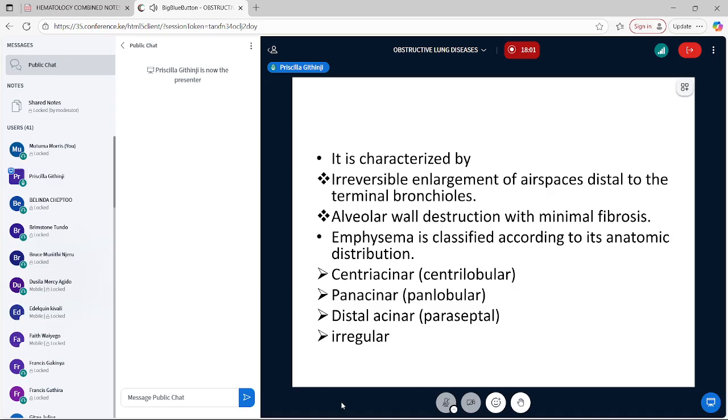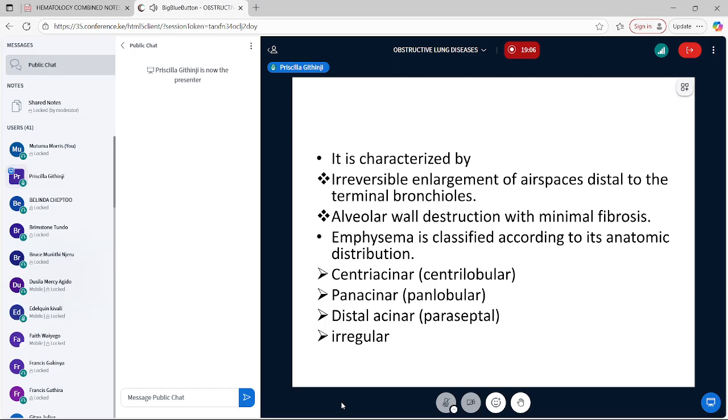We start with emphysema. And we said emphysema is diagnosed on the basis of morphology, how the lungs appear. So emphysema is usually characterized by two main things. One, you have irreversible enlargement of air spaces distal to the terminal bronchi and bronchioles. And we said that emphysema usually affects the acinus. So what is the airspace distal to the terminal bronchioles? It is the acinus, and you have irreversible enlargement. Then we have alveolar wall destruction with minimal fibrosis. So whatever the inflammatory process is taking place, it leads to alveolar wall destruction. But unlike the healing that we know, healing by fibrosis, in emphysema, the fibrosis is usually very minimal.